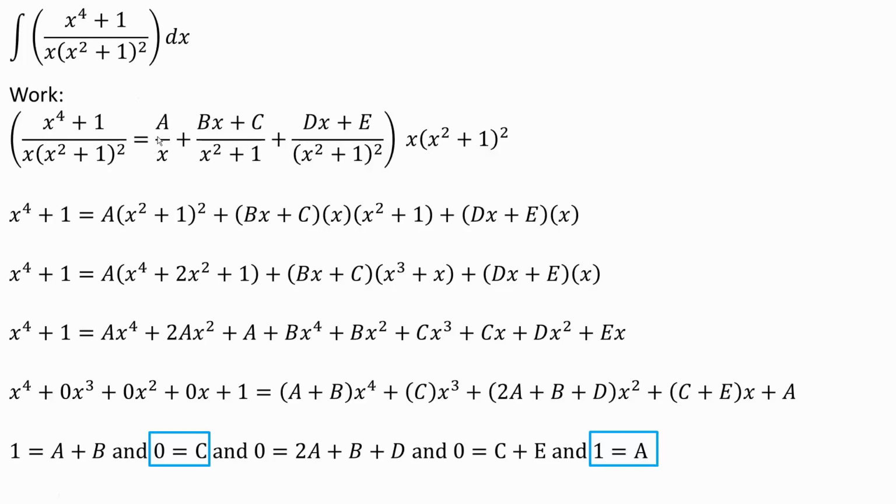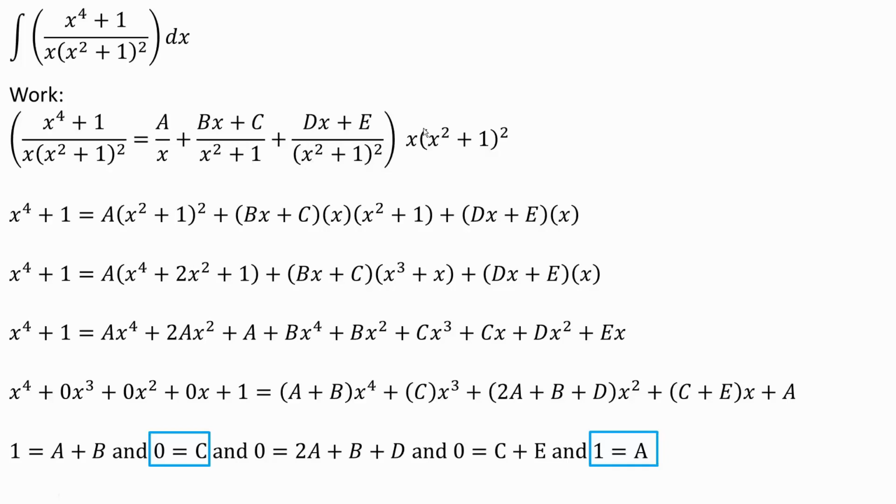So A divided by x, because here we have an x, plus, because of this piece, we have x squared plus 1, we say plus Bx plus C divided by x squared plus 1. But because it's a repeated quadratic factor, what we need to do is say plus Dx plus E divided by parentheses x squared plus 1 squared.